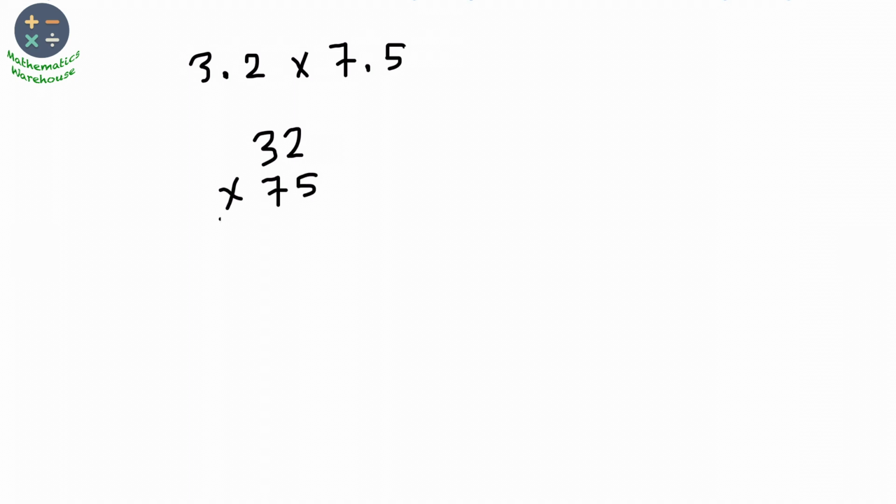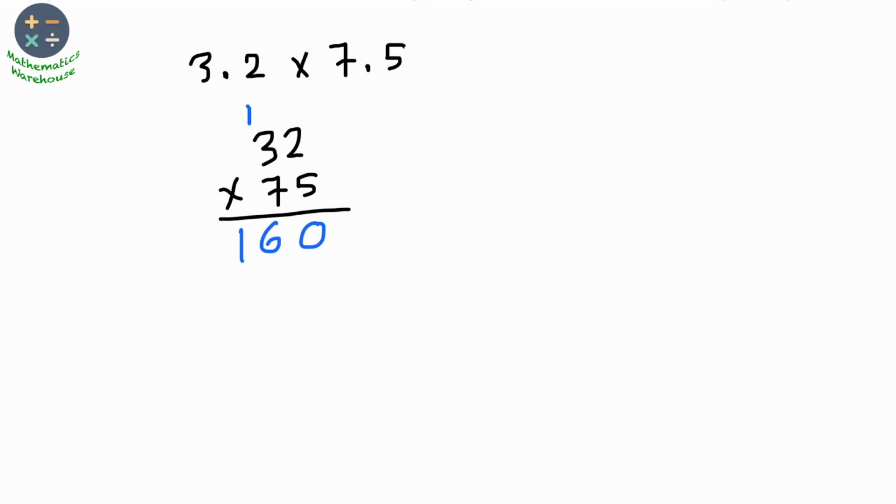Also, we need to know how to multiply decimals. For example, 3.2 times 7.5. First step is to neglect the decimal point. So you have 32 multiplied by 75. Now multiply as regular, starting with 5. 5 times 2 is 10, so 0 and carry 1. 5 times 3 equals 15 plus 1 equals 16.